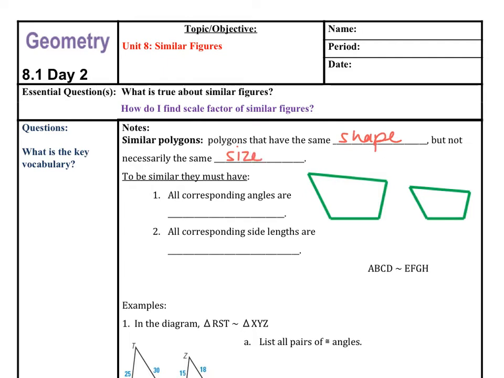So when we talk about congruent polygons, we're saying that they have the same size and shape, but similarity means that they have the same shape, not necessarily the same size. So to be similar, all the corresponding angles are congruent. So the angles have to be the same, but all corresponding side lengths need to be proportional.